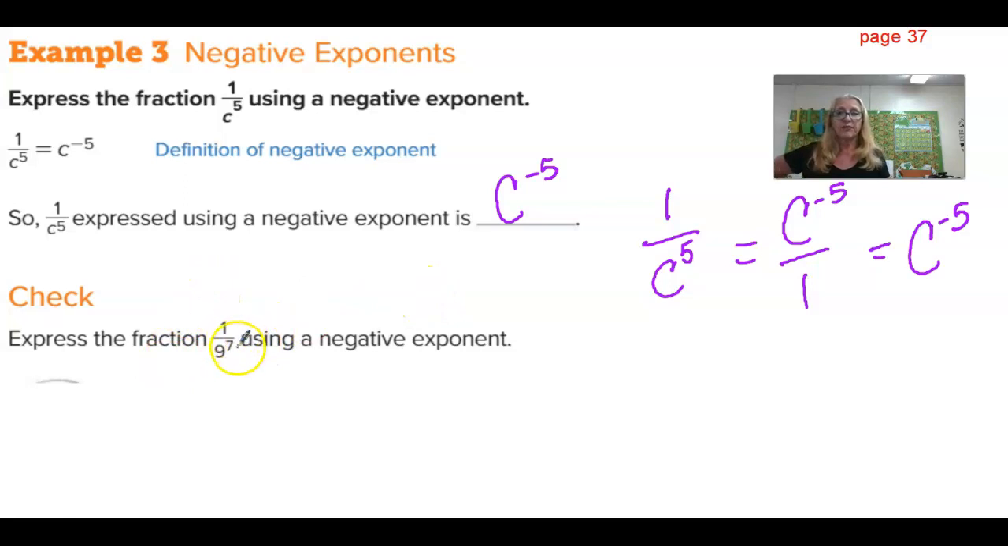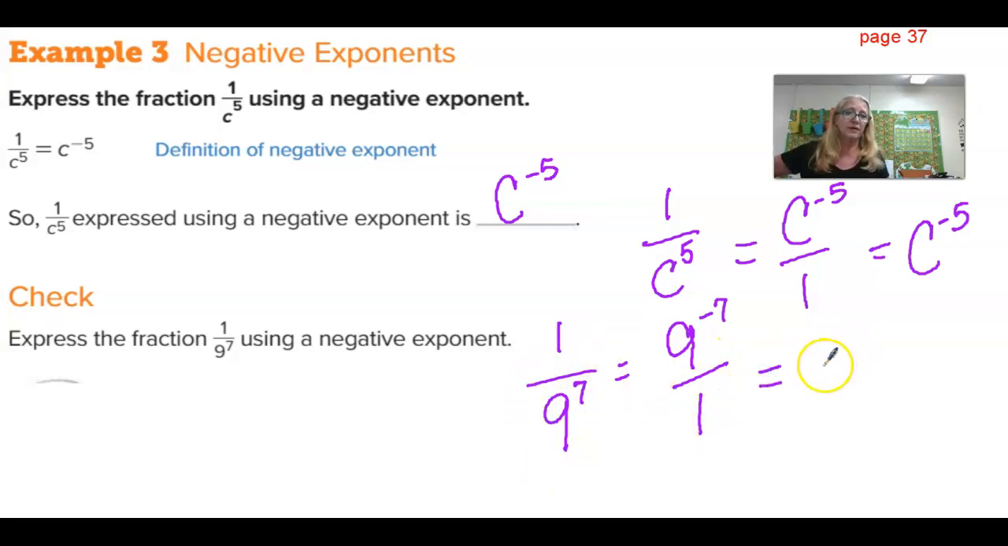Express the fraction 1 over 9 to the 7th using a negative exponent. 1 over 9 to the 7th is equal to 9 to the negative 7 over 1. When you move a number or a letter from the top to the bottom or the bottom to the top, it changes the sign of the exponent. We don't have to write the over 1, so we can just write 9 to the negative 7.